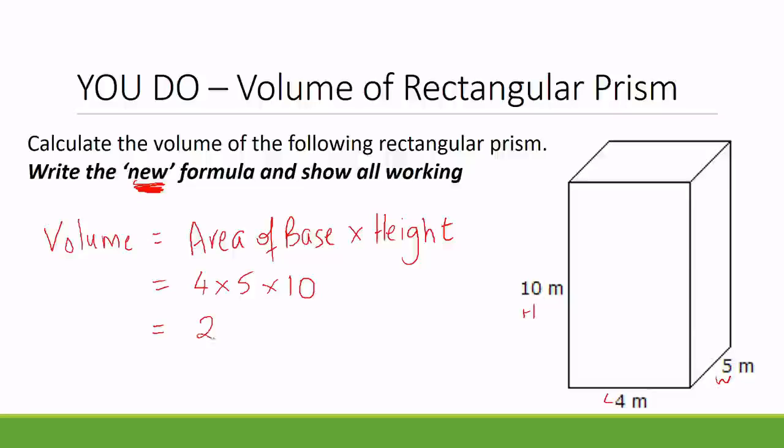5 times 4 is 20. 20 times 10 is 200. This time we've actually got the units there, which is meters, and so it's going to be 200 meters cubed. Give yourself a tick if you got that right. If you didn't quite get it right, please fix it up. Again, you might like to pause the video so that you can do that.